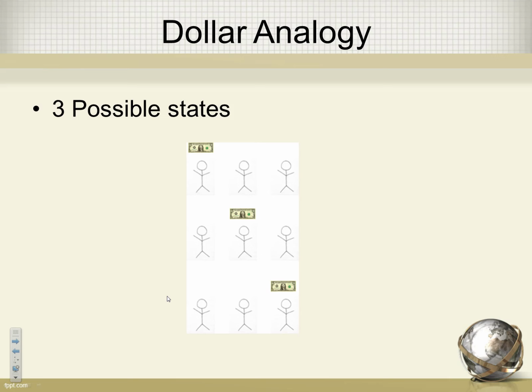Someone in one of my classes today mentioned that there could be another state wherein nobody had the dollar, where the dollar was just discarded, and I thought that was actually a pretty savvy thing to say. And assuming a universe where that was possible, that would be another 4th state. But in this case, we're assuming a universe wherein somebody has to have the dollar, and it can't be split between any of them. So there's only 3 possible states.